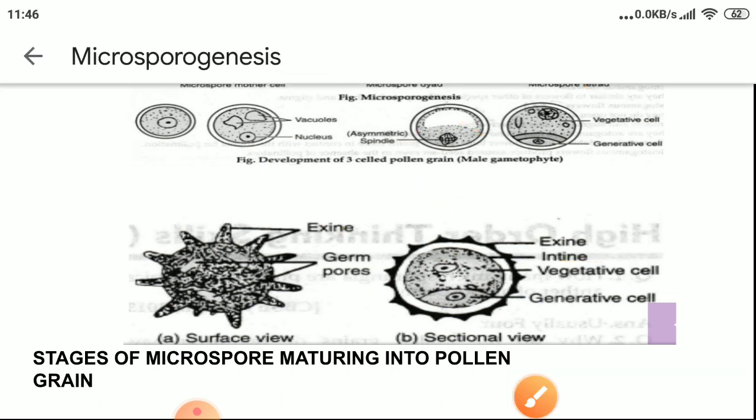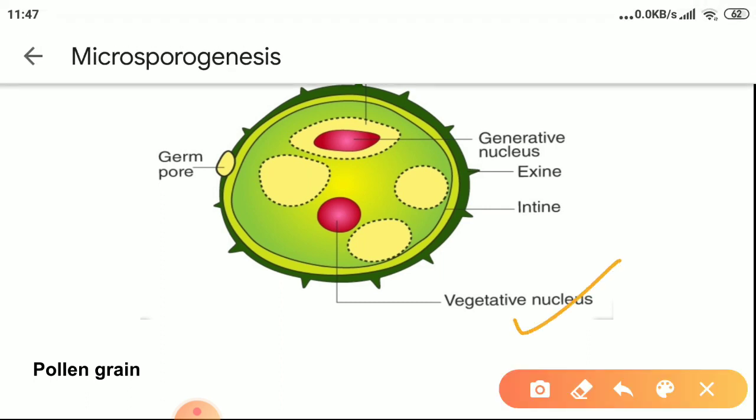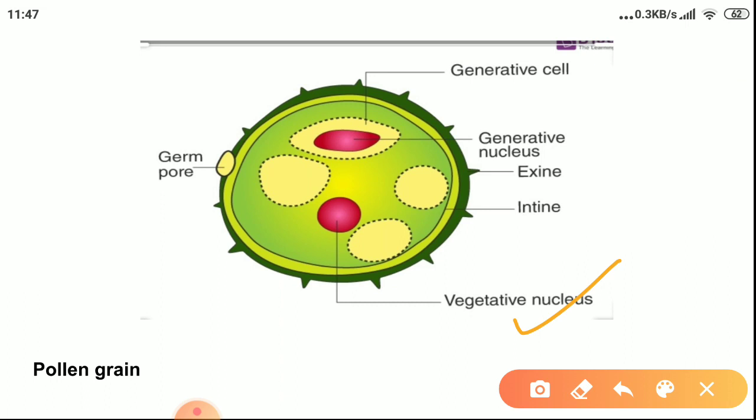Now moving on, we have another diagram. You can clearly see that this is a structure of pollen grain, where you can see outermost structure, outer wall is called exine, inner wall is called intine, and it contains a vegetative cell which is larger, and generative cell is here having generative nucleus which is floating inside it. There is germ pore which will help in formation of pollen tube.